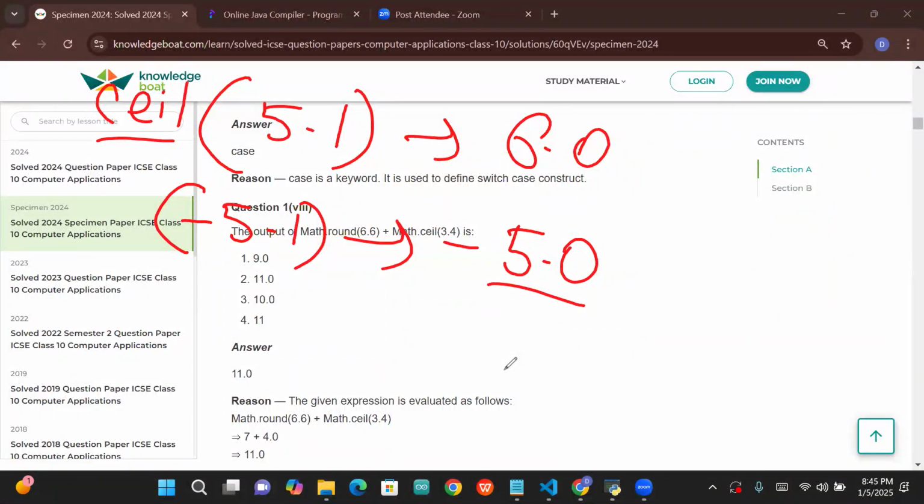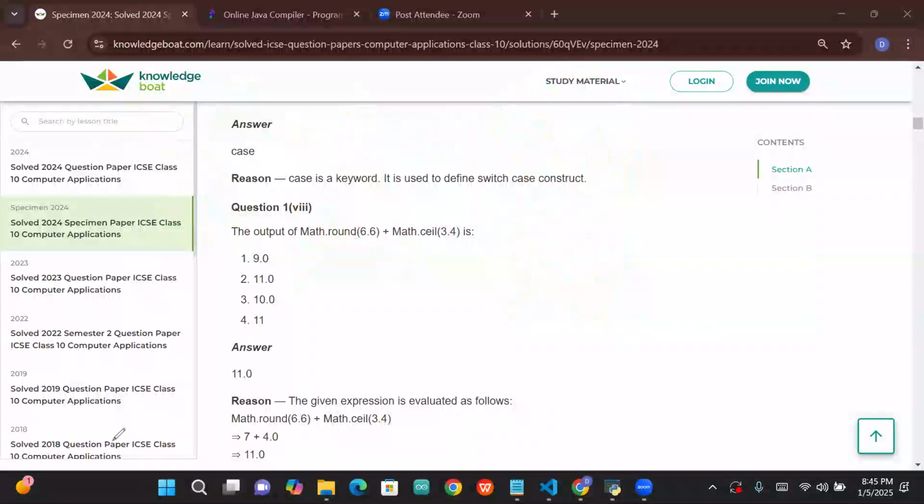Floor will convert into the lower value. Ceiling will convert into the higher value. Round will do the normal rounding that works in normal maths also, right? Floor and ceiling functions both will give you a double value as a return, but round will give you an integer value as a return. Okay, I hope this is clear.